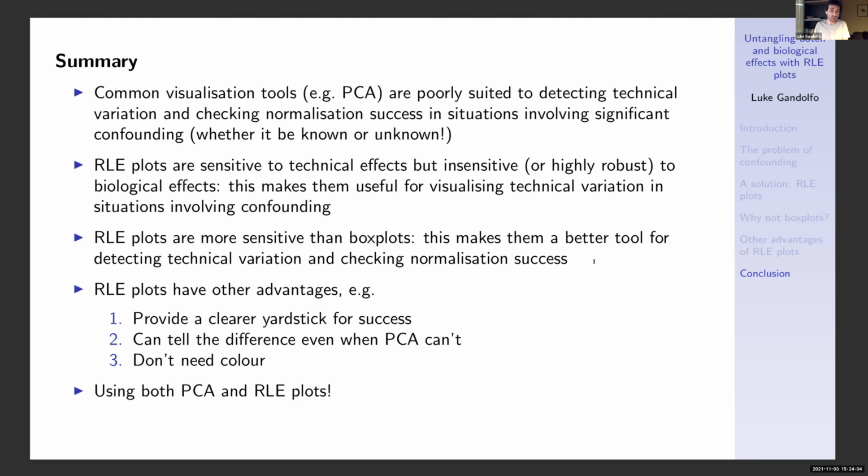RLE plots can provide a clearer yardstick for normalization success, can tell the difference in some situations where PCA can't, and they don't need color. So we advocate that we supplement the use of PCA plots with the use of RLE plots.